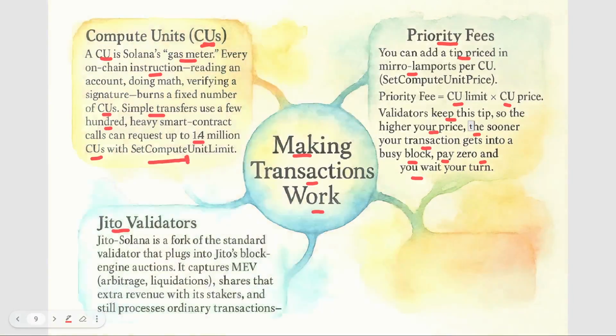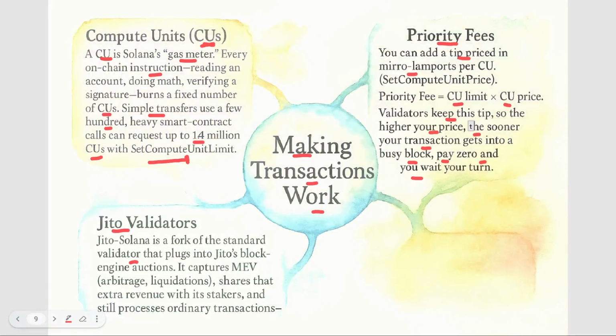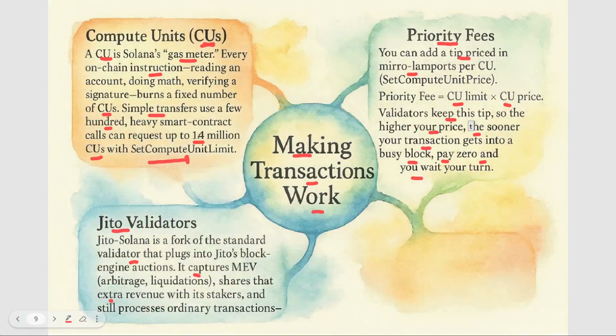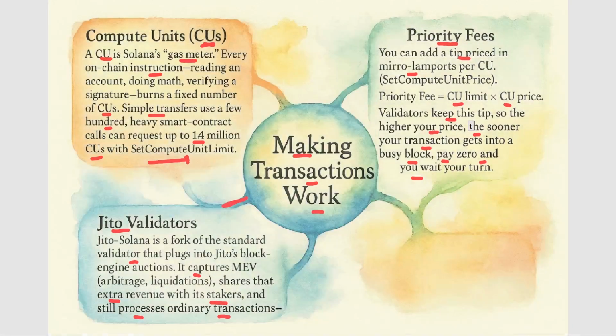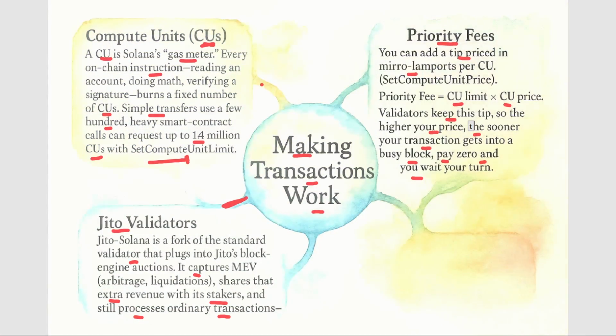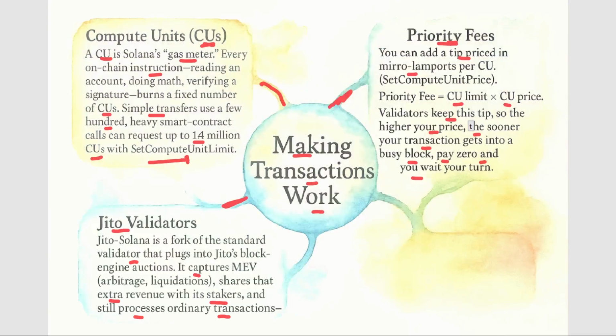Jito validators are a fork of the standard validator that is used by a lot of validator nodes, and the idea is that it captures MEV, arbitrage, and liquidations, shares that as extra revenue with its stakers, and still processes ordinary transactions. So you can use Jito to pay fees and get the transaction on chain. You can set priority fees, okay? These are the ideas. If you don't send priority fees, because the network can be congested, you cannot land your transaction on mainnet, okay?